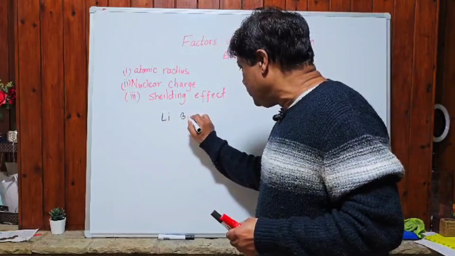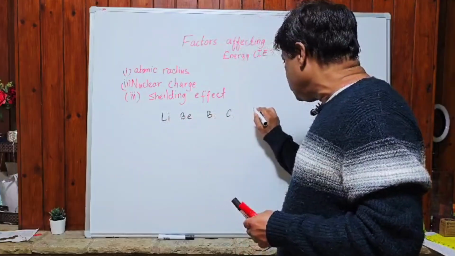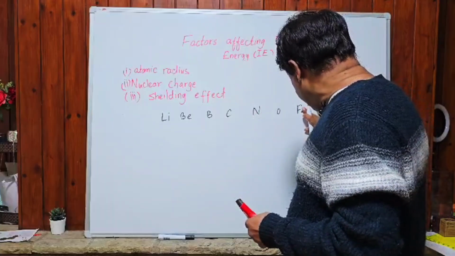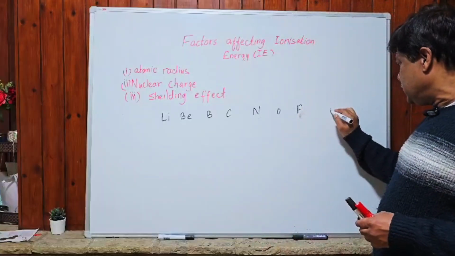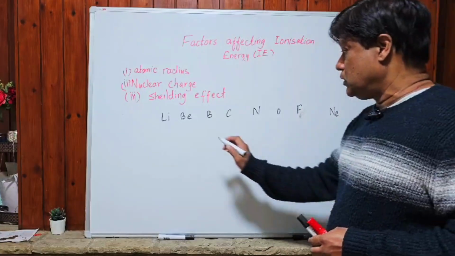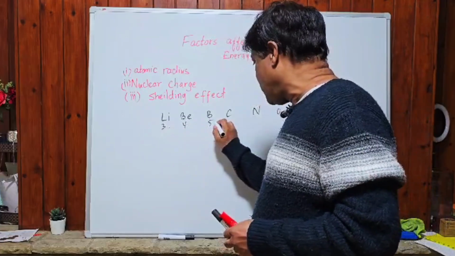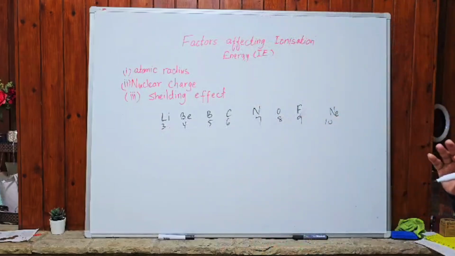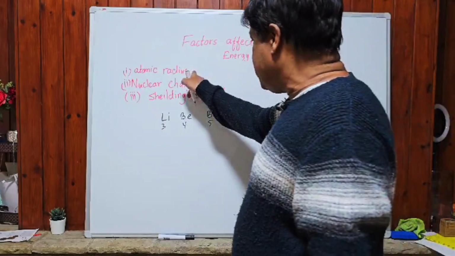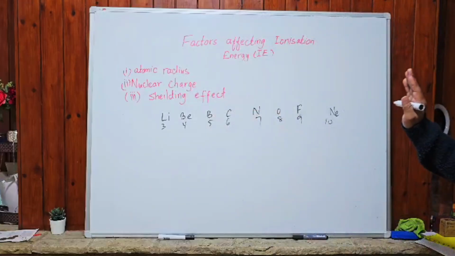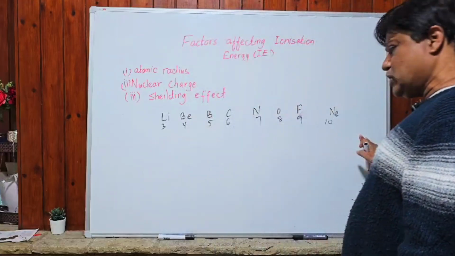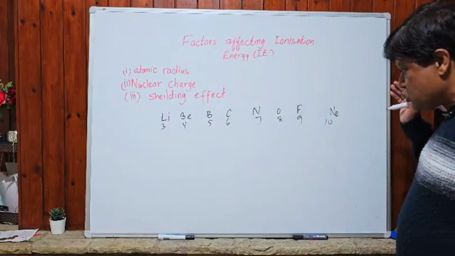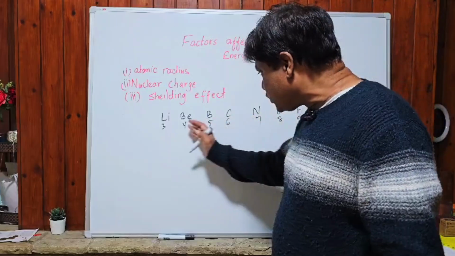Now, across the period: lithium, beryllium, boron, carbon, nitrogen, oxygen, fluorine, and neon. Neon has the highest one. The number of electrons goes 3, 4, 5, 6, 7, 8, 9, 10. When we go across the period, atomic radius stays the same, so I'm not considering atomic radius. What happened to the nuclear charge? Guys, nuclear charge increases because of the pushing of the electrons towards the nucleus.